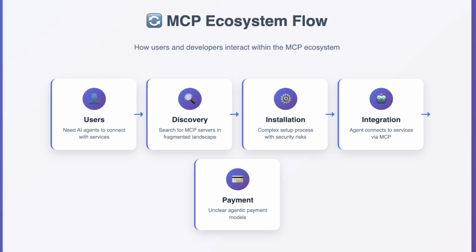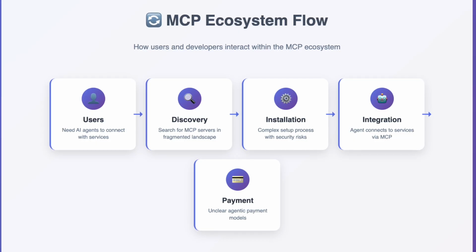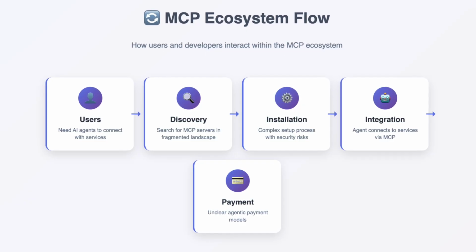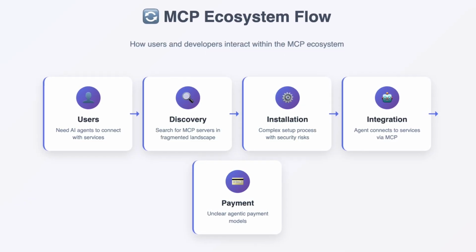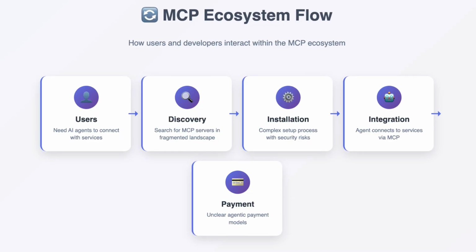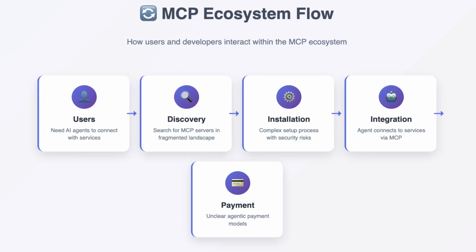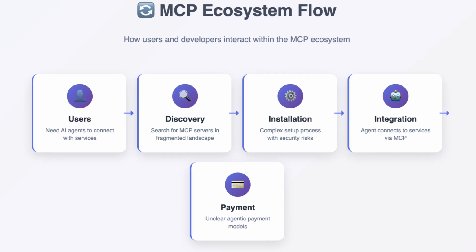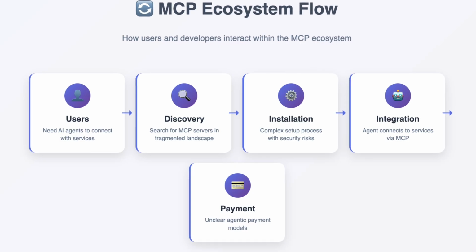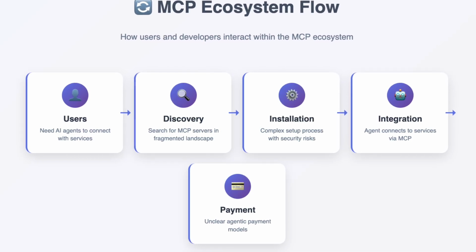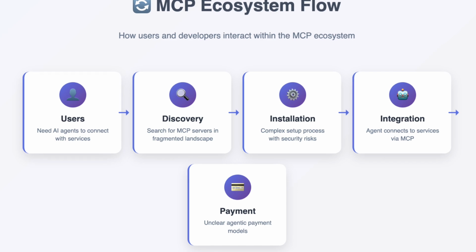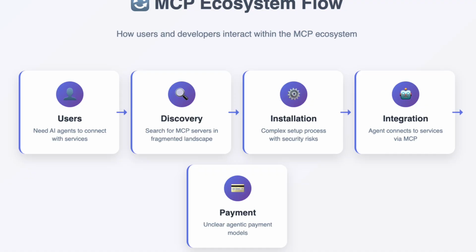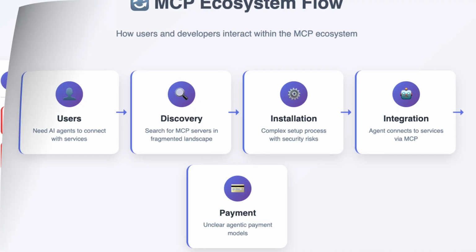To better understand the ecosystem, let's trace the user and developer interaction flow. It begins with users needing AI agents to connect with various services. This leads to the discovery phase, where finding suitable MCP servers in a fragmented landscape is a challenge. Next is installation, often a complex process with inherent security risks. Once installed, the integration happens, where the AI agent connects to services via MCP. The final hurdle in this flow is payment, with unclear agentic payment models presenting a significant issue.